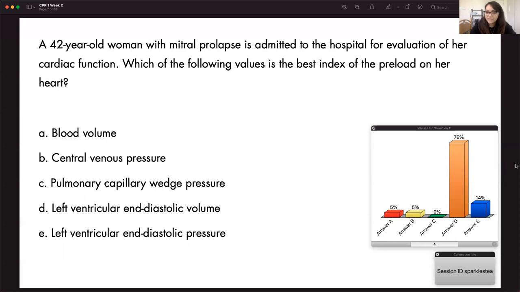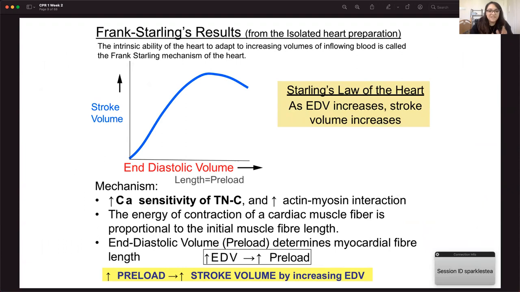Okay, so we have most people saying D, and that is the correct answer. So can we go to the next slide? Oh, okay, never mind. Can we go back to that last slide?